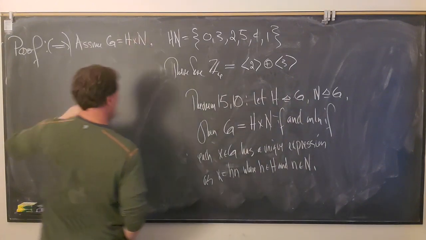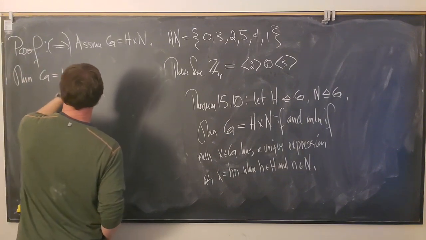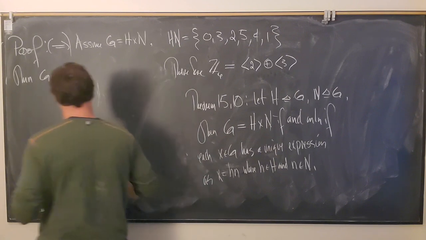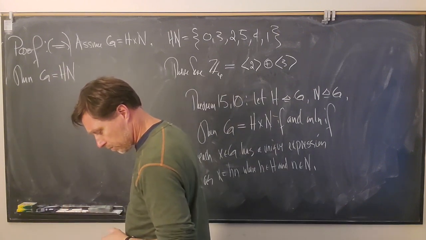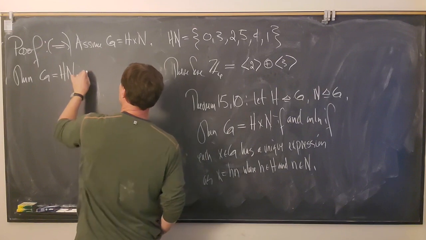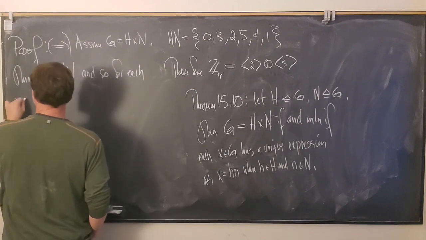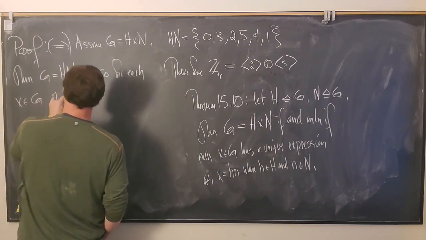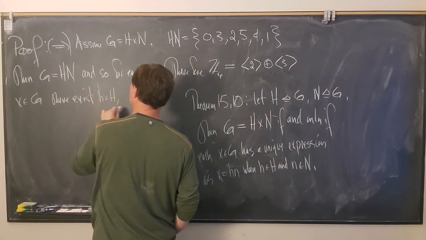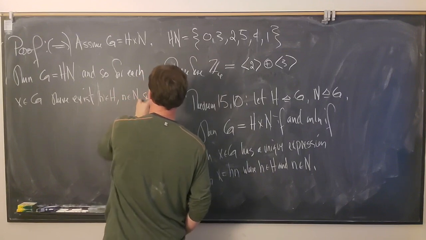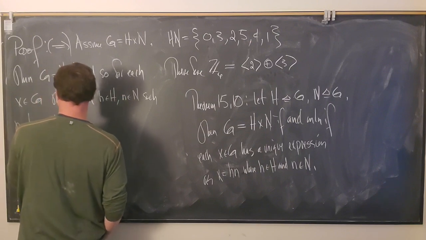Okay, so what does that mean? So then G equals HN, H times N. All right, that's part of the definition. And so for each little x in G, there exists a little h in capital H, a little n in capital N, such that x is equal to little h times little n.